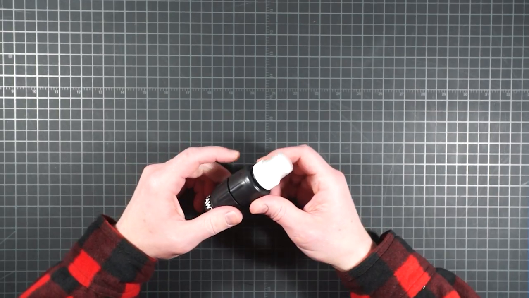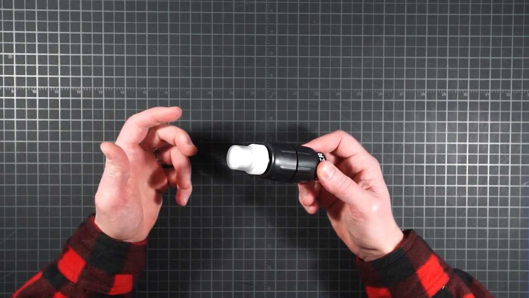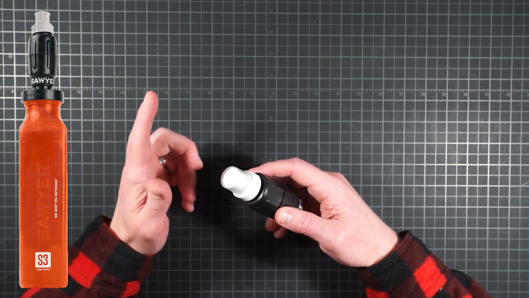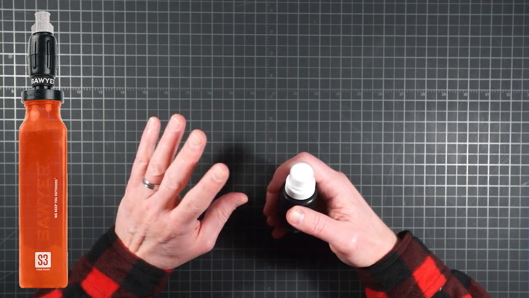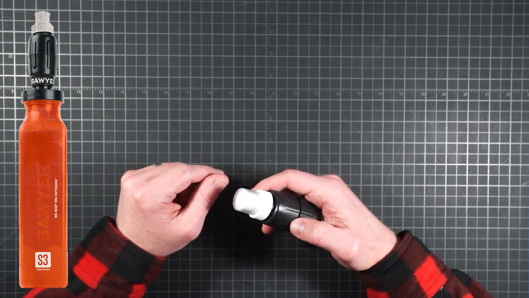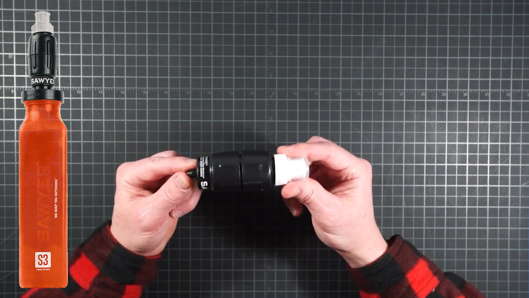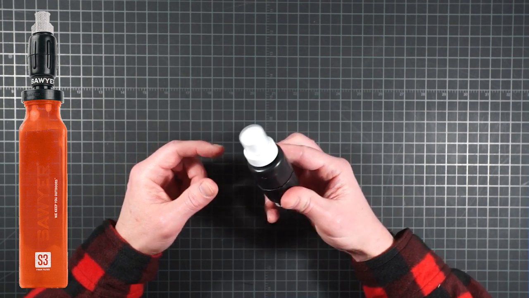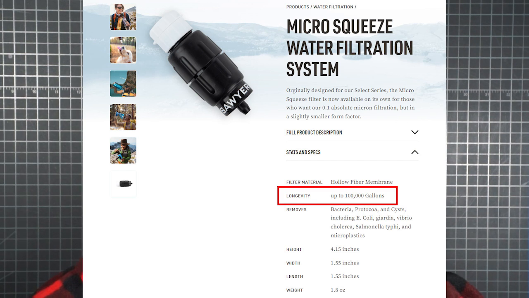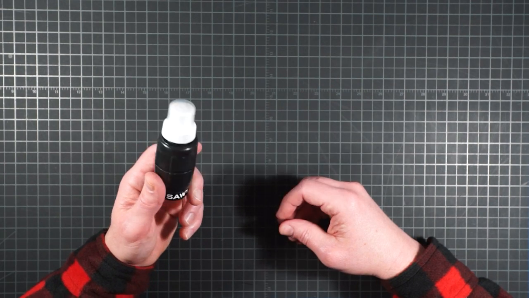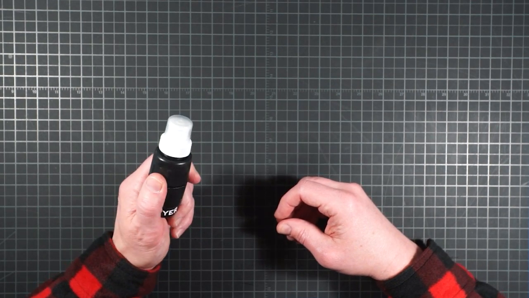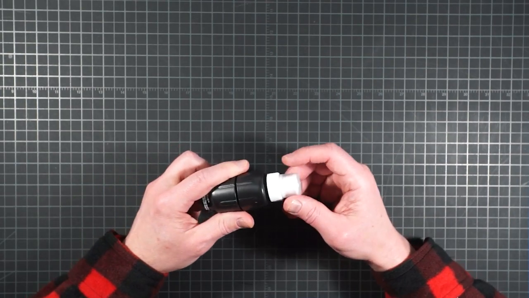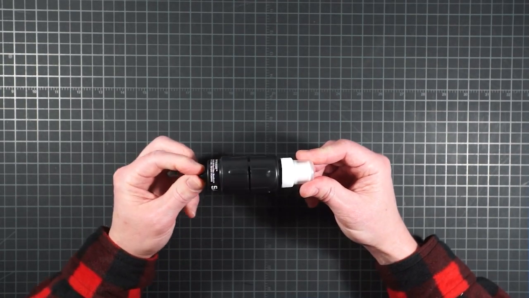And speaking of Sawyer, the design of their S3 systems makes it the most obvious. The orange bottle is filled with their proprietary adsorptive foam that soaks up viruses and chemicals. But for bacteria and cysts, they literally just screw a traditional hollow fiber membrane filter on top, in this case a micro squeeze. So this gets you thousands of gallons of fail-safe filtration even after the purification foam is exhausted. It even detaches so you can choose when to employ the greater protection as desired. And unlike adsorption elements, the hollow fiber filter can be backflushed for continued use.